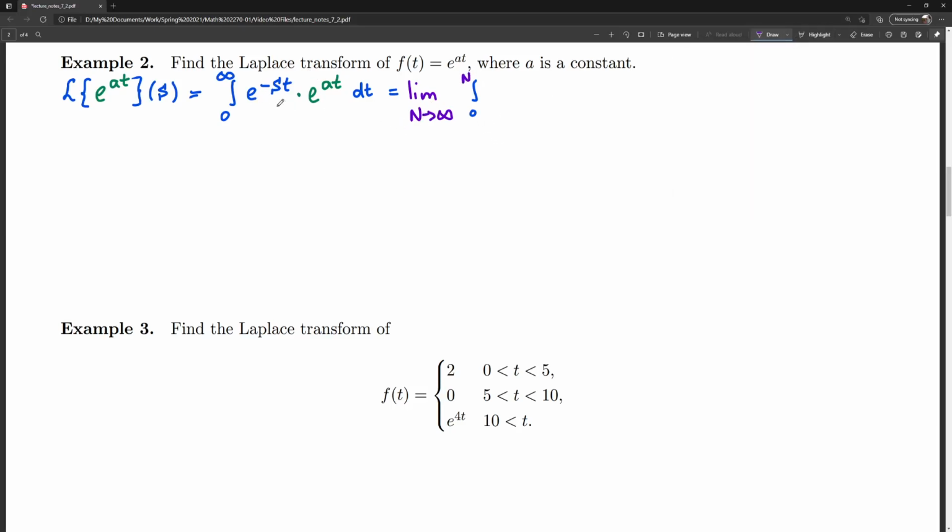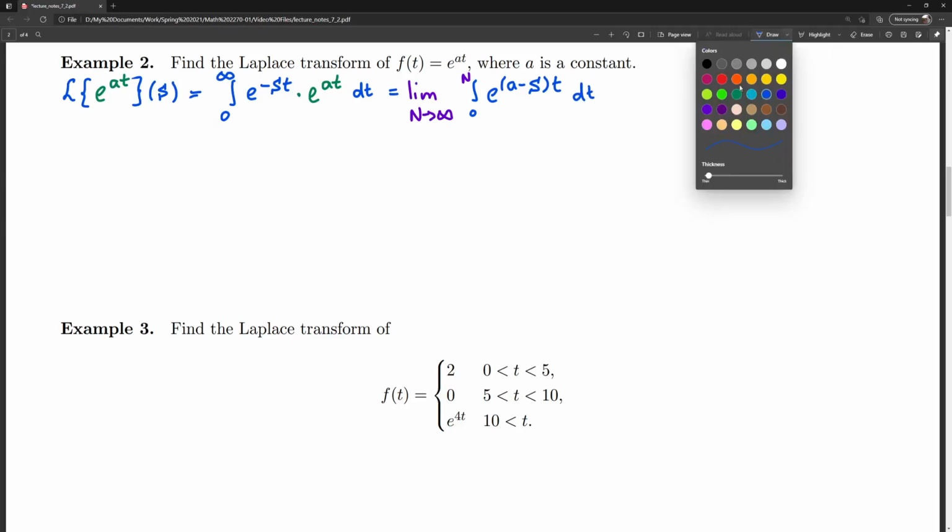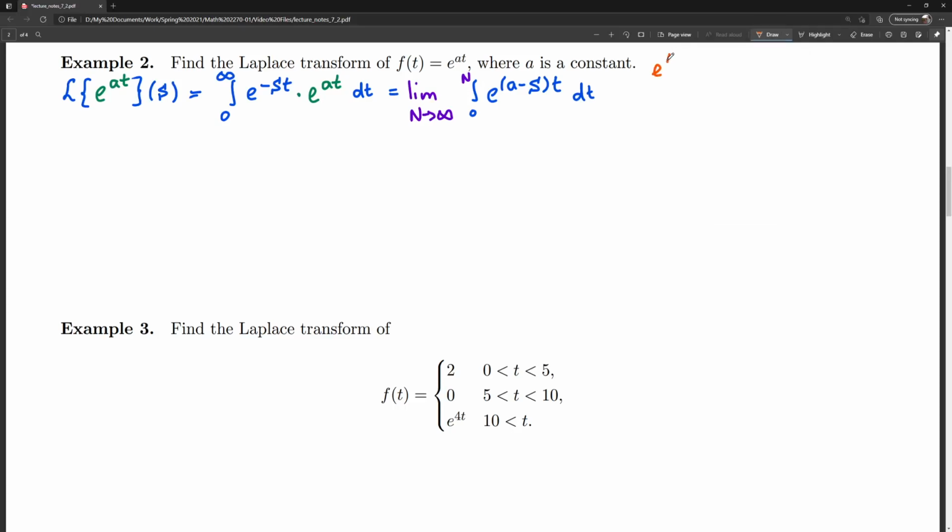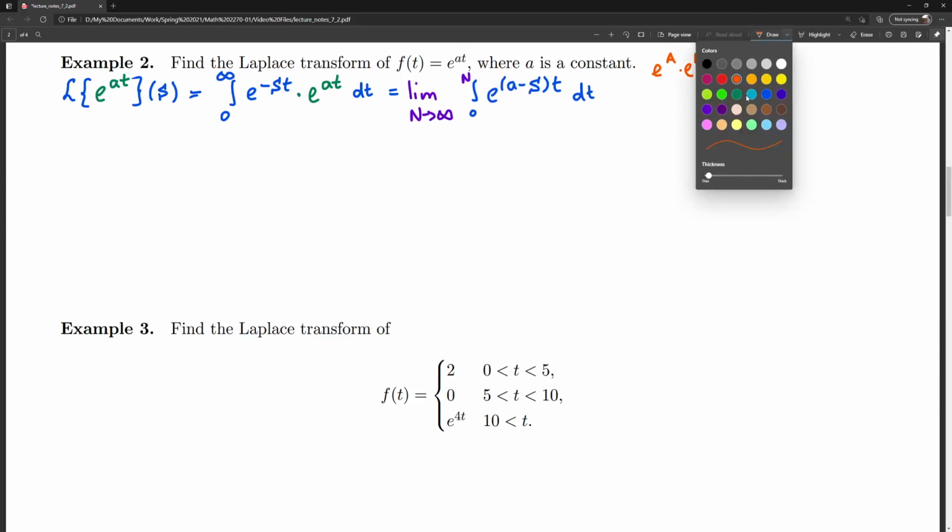And then we can simplify this, because if we multiply these powers of e, we can add the exponents. So I can write this integral as e to the power negative st plus at, and then I'll factor out a t. So I get e to the power a minus s times t. What I used there is e to the power a times e to the power b is e to the power a plus b to get that new exponent there.